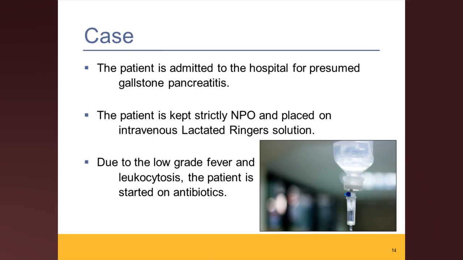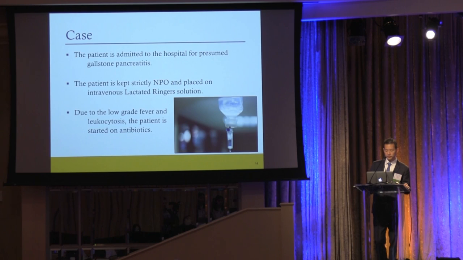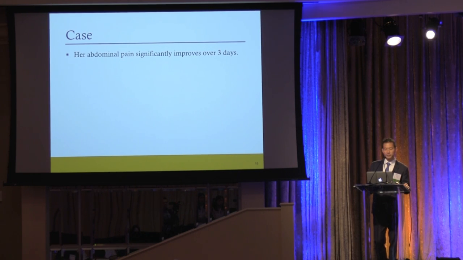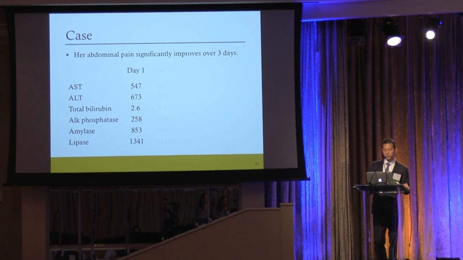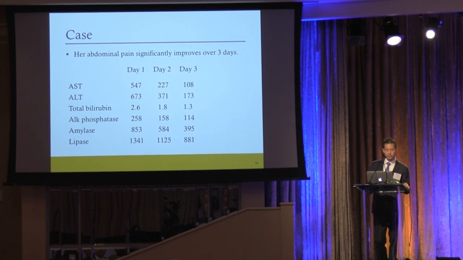So the patient is admitted to the hospital for presumed gallstone pancreatitis. The patient is kept strictly NPO and placed on intravenous lactated Ringer solution. And due to low-grade fevers and leukocytosis, the patient is started on antibiotics. So her abdominal pain significantly improves over the first 3 days. And here are her labs over the first 3 days of her hospitalization. And basically the trend is all the liver tests, as well as her serum amylase and lipase, are improving.